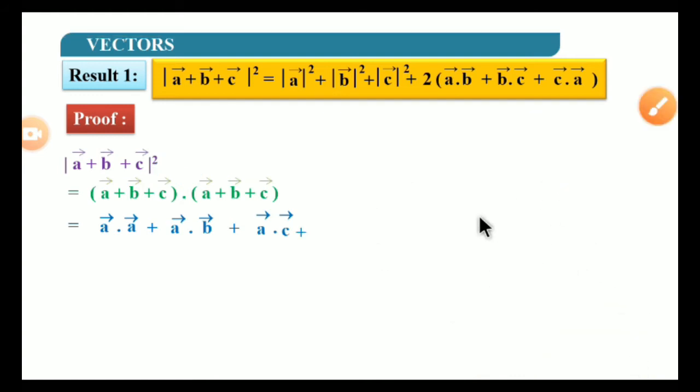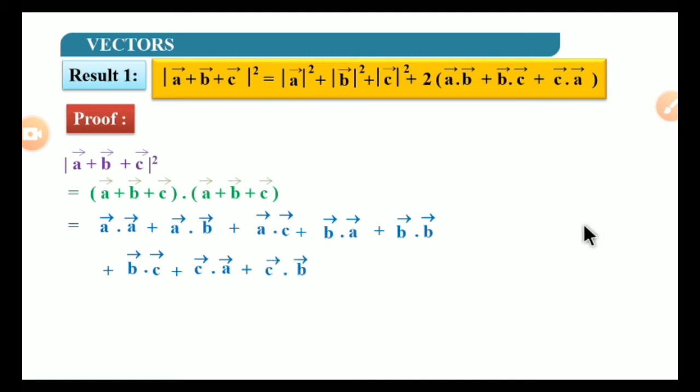plus b dot a plus b dot b plus b dot c. Now we will multiply by the third term c, so that c dot a, next plus c dot b plus c dot c. So this is the multiplication of these two terms. Next we will go for simplification.